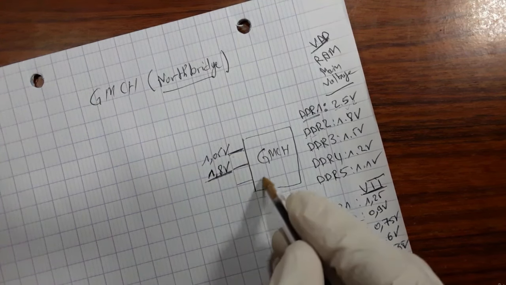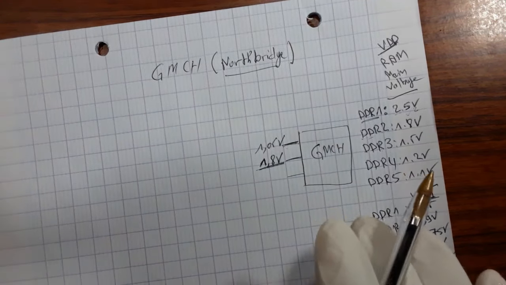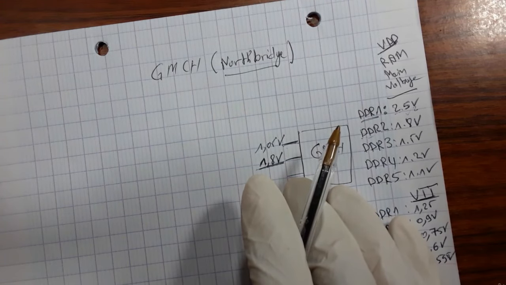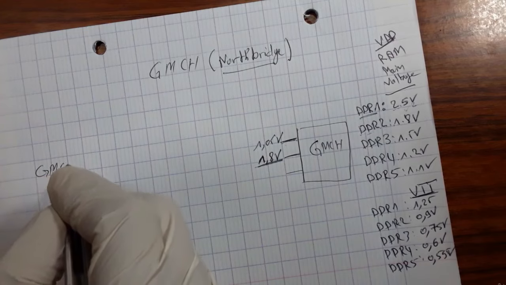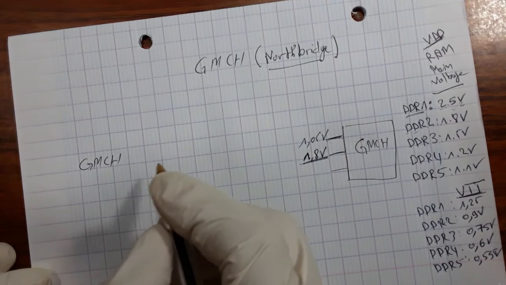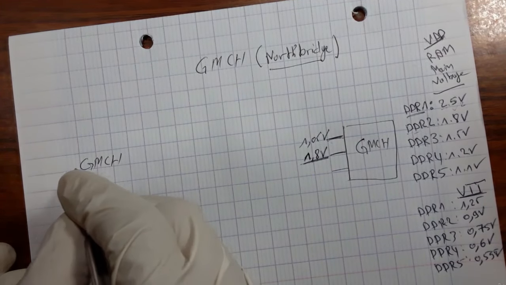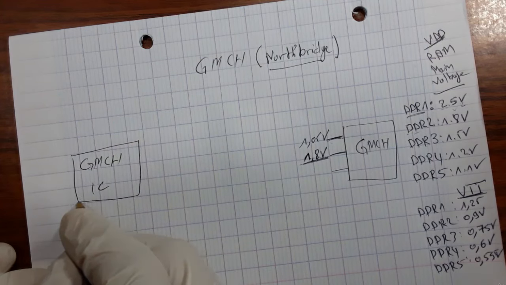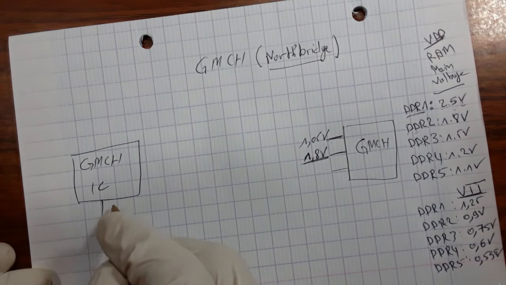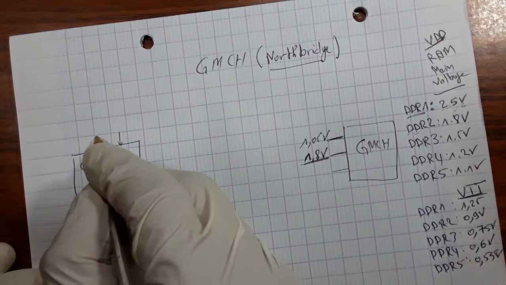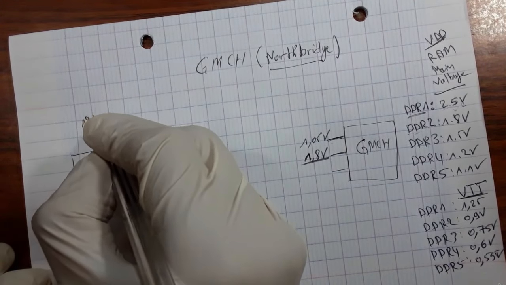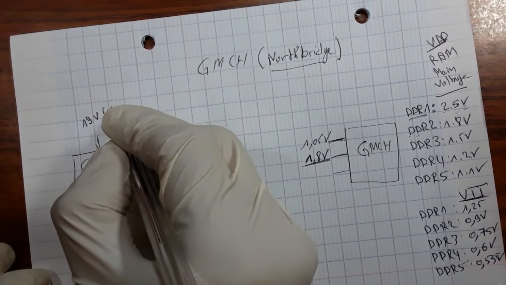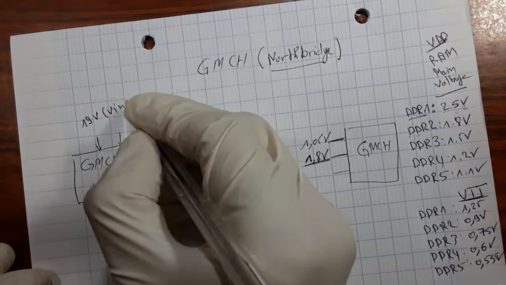And the one responsible for the power of the GMCH is the GMCH IC. This is the GMCH IC. Let's assume that this is the IC. We have many input signals here. The main input signal is about 19 volt. This is the VIN, always.